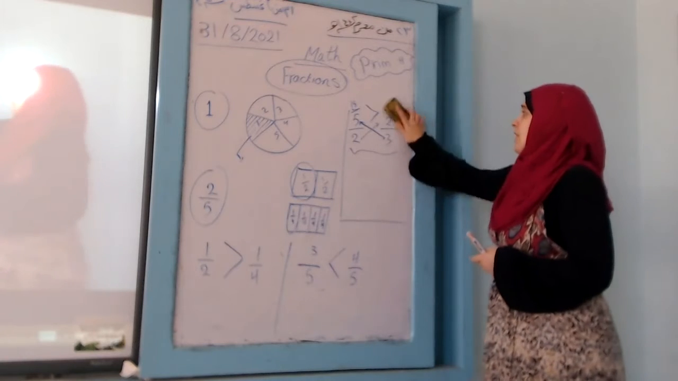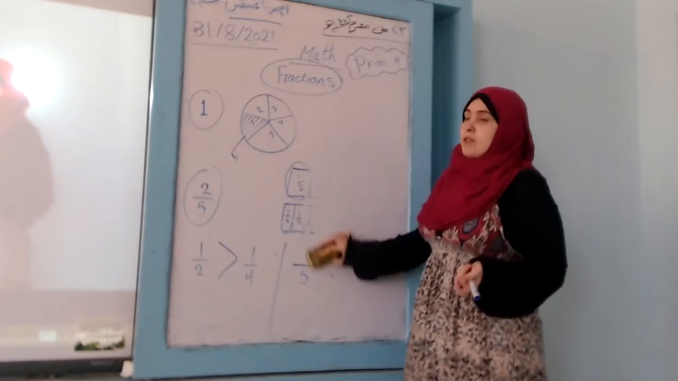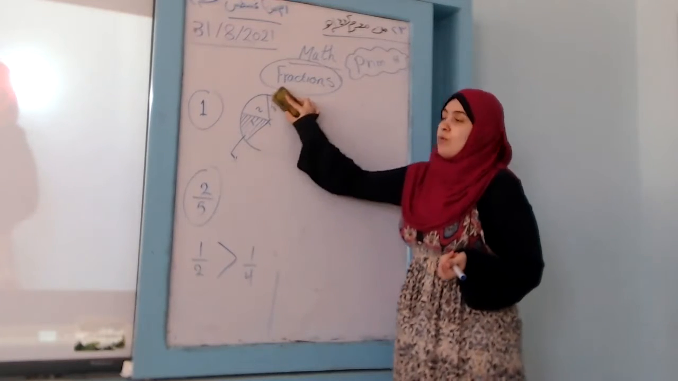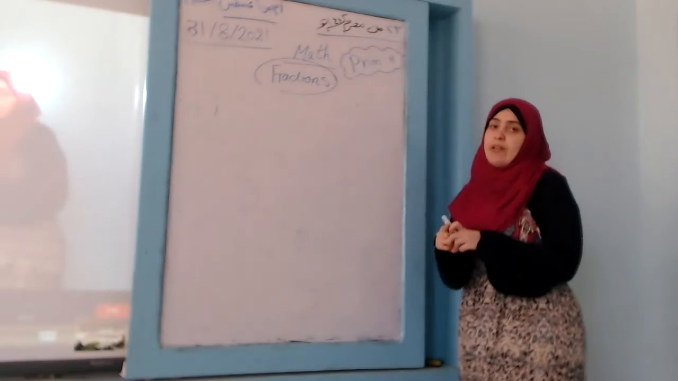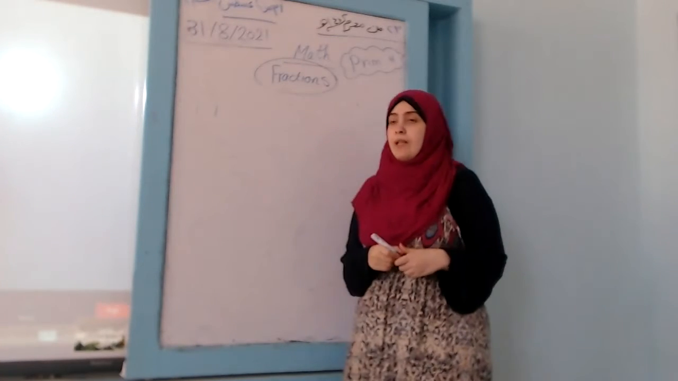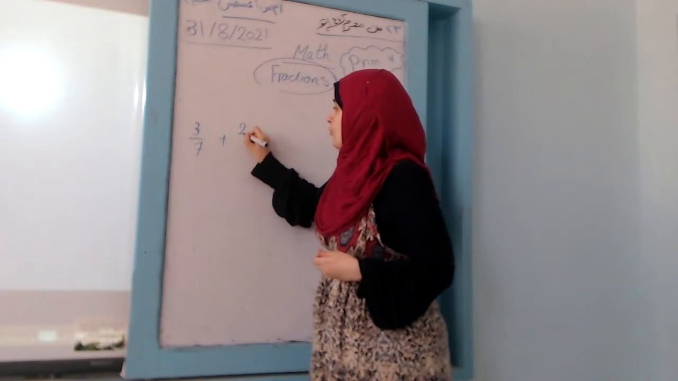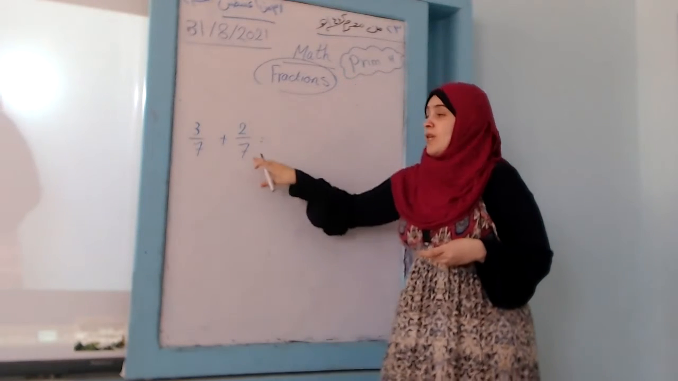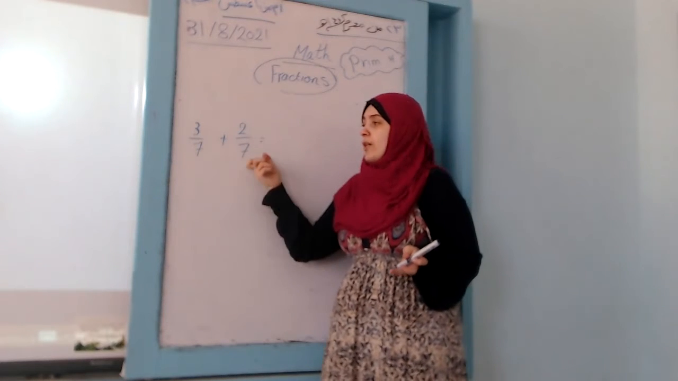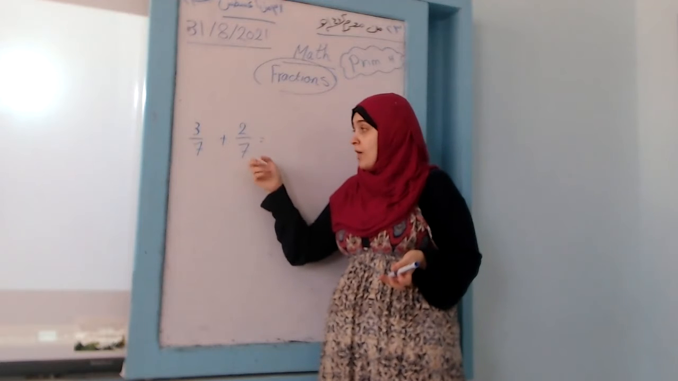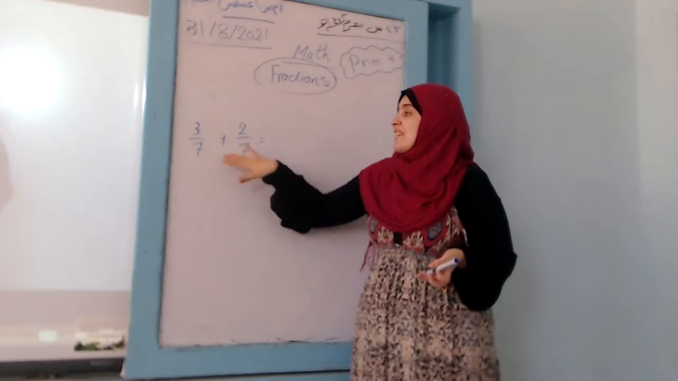Last year we also studied how to add two fractions, subtract two fractions and multiply them. Let's remember together. If I have two fractions and want to add them, for example 3/7 plus 2/7, the most important thing is that the two fractions have the same denominator. The denominator here is 7 and here is 7, so I can add.